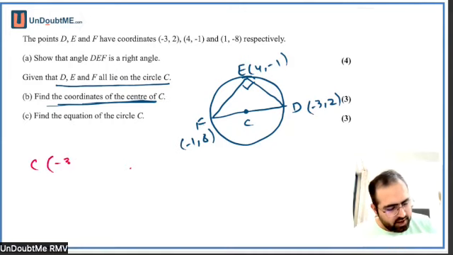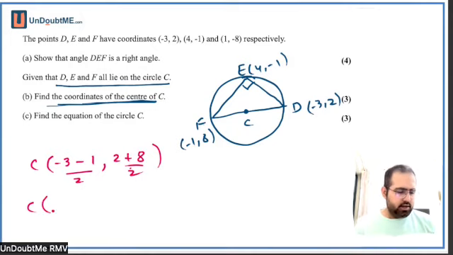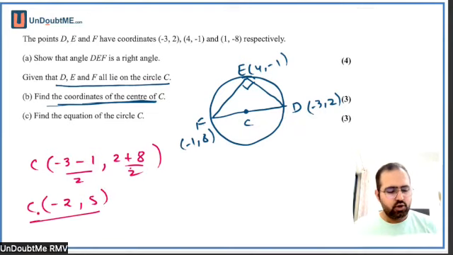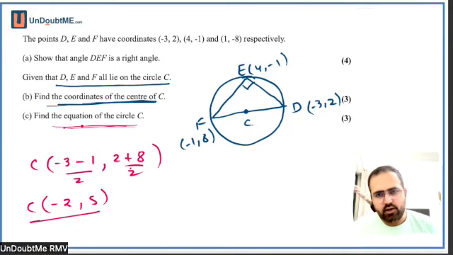Coordinate of C will be -3 plus 1 over 2, and 2 plus -8 over 2. That will be -2/2, which is -1, and -6/2, which is -3. So we got the coordinates of the center. Now we need to find the equation of the circle. To get the equation of the circle, we need to have the radius as well. So try to get the radius.